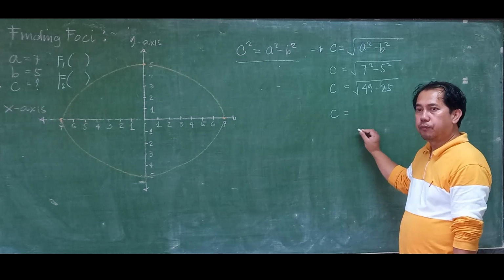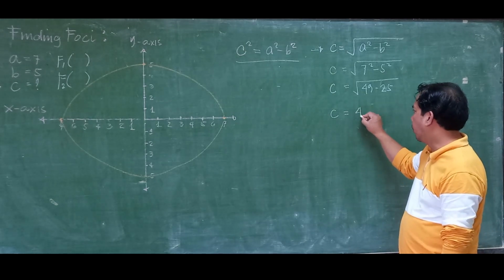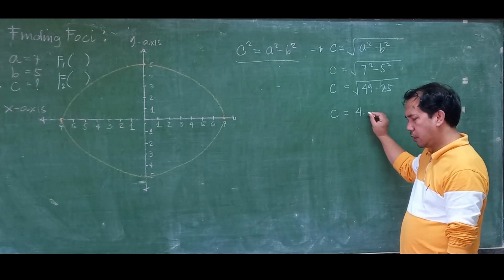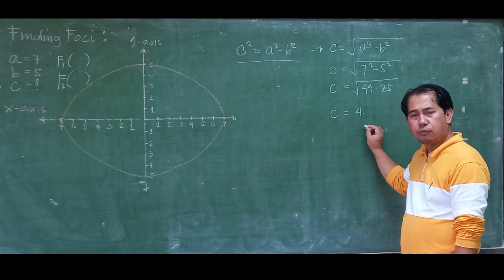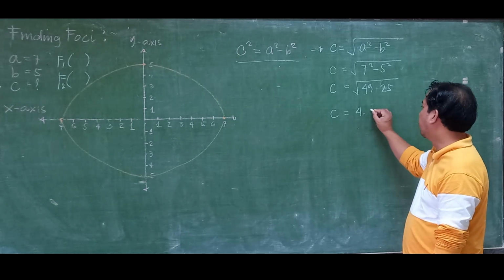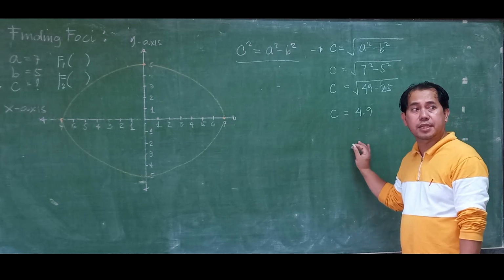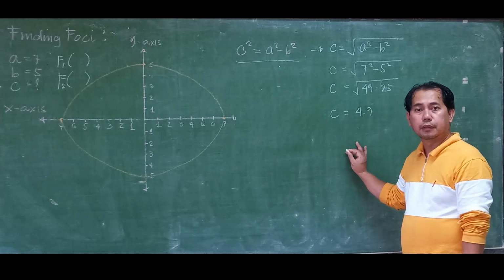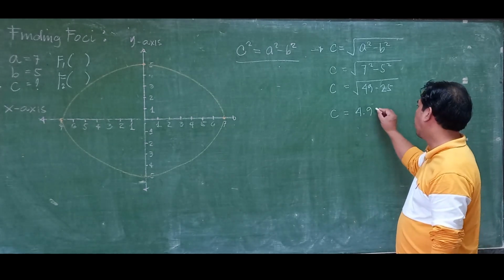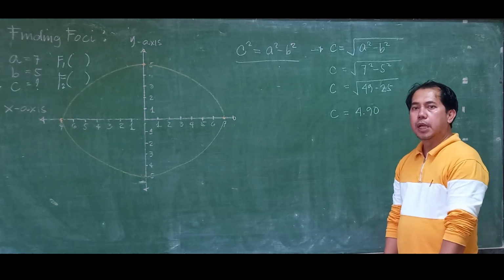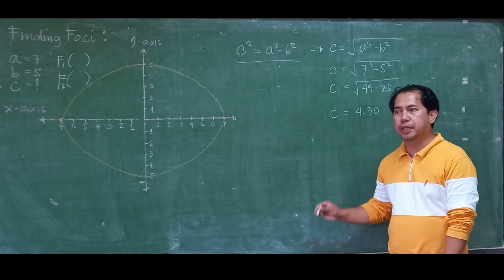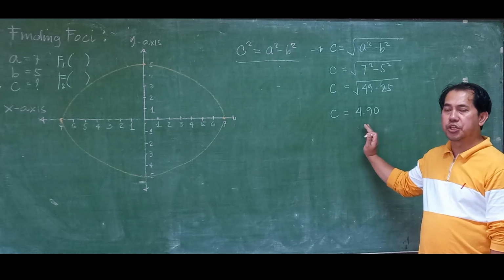So, that is the same as the square root of 24, which is 4.9. Rounded, give me the exact. So 4.90. Let's round it. So that must be our C.